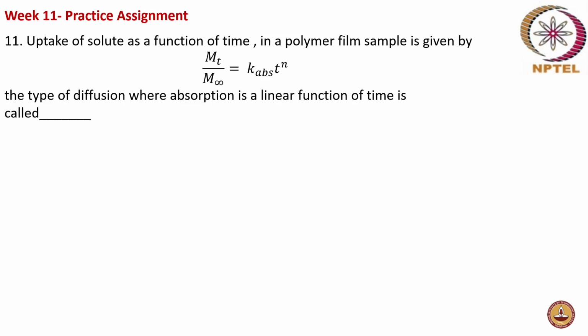So there is a relation of absorption. So Mt by M infinity gives the absorption. Mt is at any instant of time t. M infinity is at infinite time, or the maximum absorption. And k is some constant.